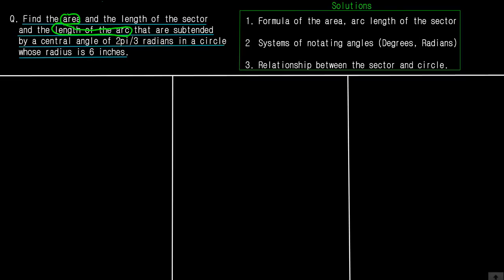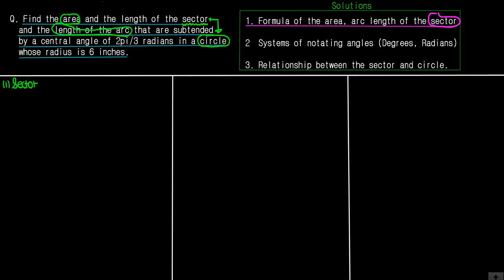In order to know the area and the length of the arc of our sector, we need to first know what a sector is in our trigonometric function problem. To solve it, they give some information through a circle, so we also need to think about the relationship between the sector and the circle. We have 3 things that we need to know in order to approach this question. The first thing will be the formula for the area and arc length of our sector. And the sector will be the main thing in our trigonometric function problems.